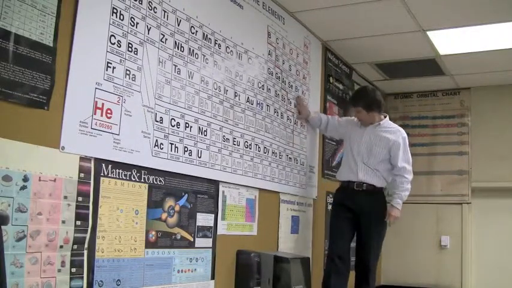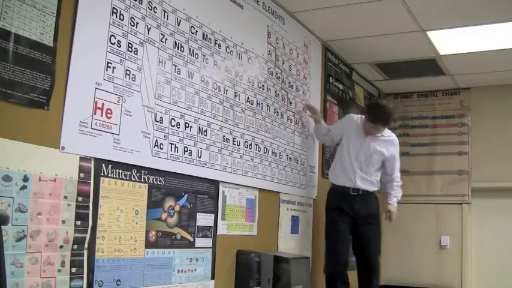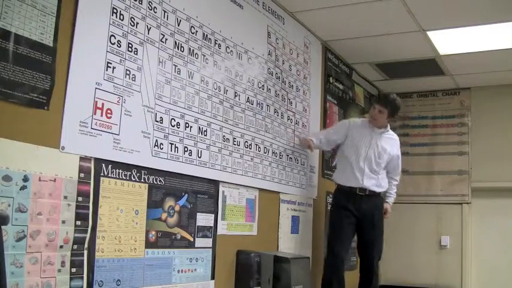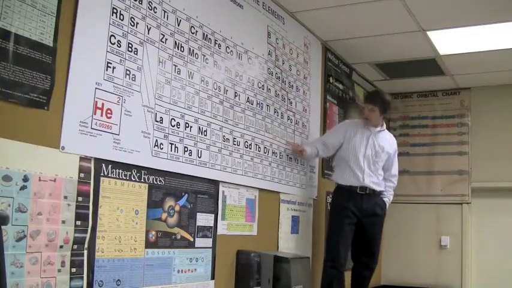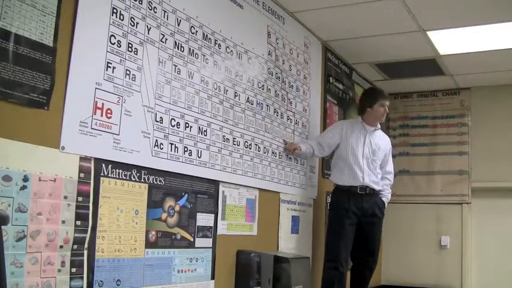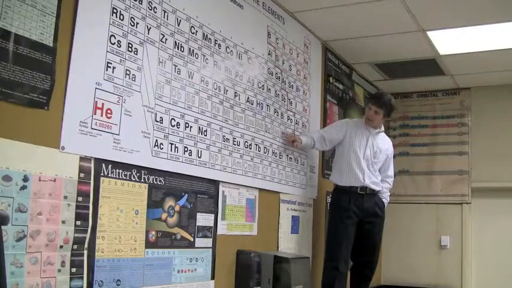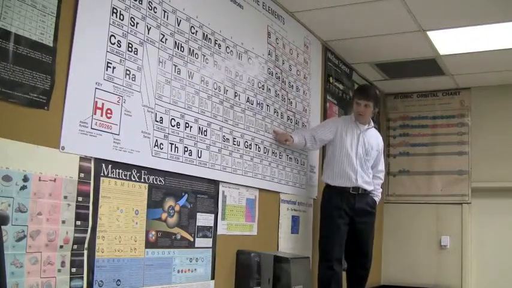Now, this chart was produced back in 1998, and you can see here that number 113 as well as number 115 has been made in the last couple of years. I don't know exactly when they were made. You could look them up and find out. So I had to climb up here and write UUP and UUT.